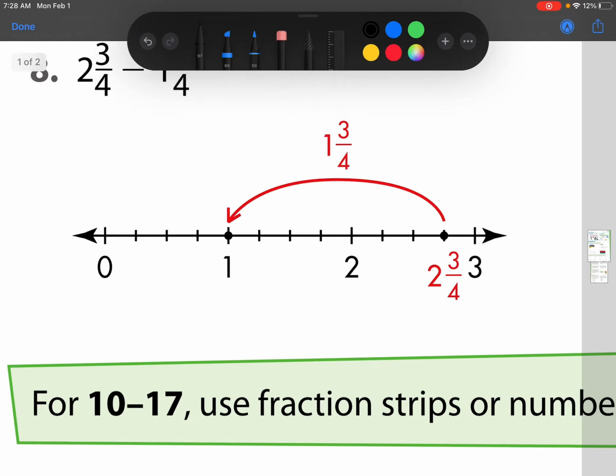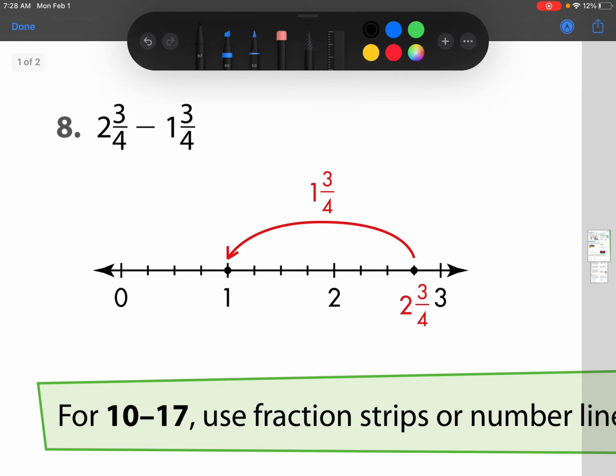Off to number 8. Notice we're subtracting. So when we subtract, remember we go to the left because we go smaller on the number line when we go to the left. So we start out at 2 3/4, and we're taking away 1 3/4. So we go to the left, and where do we end up at? Well, we're ending up at 1. So this one was really easy for us.